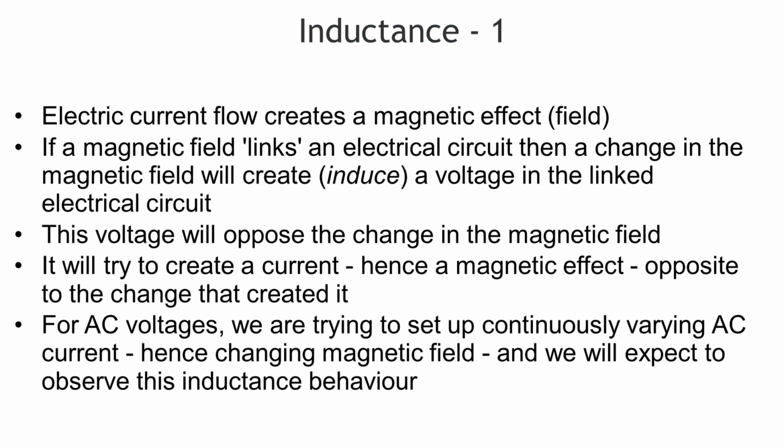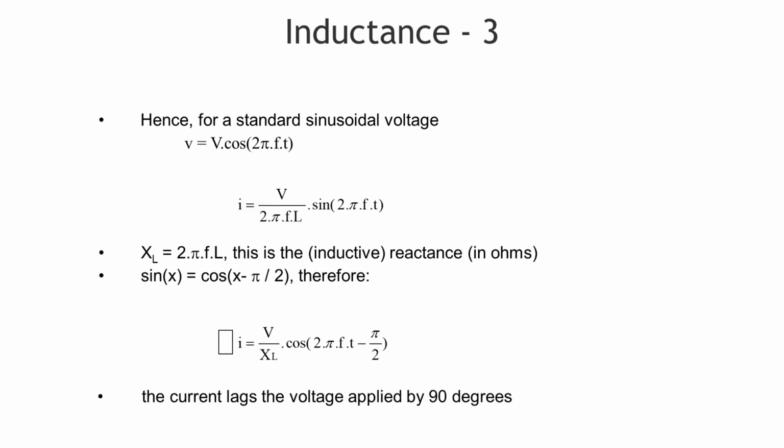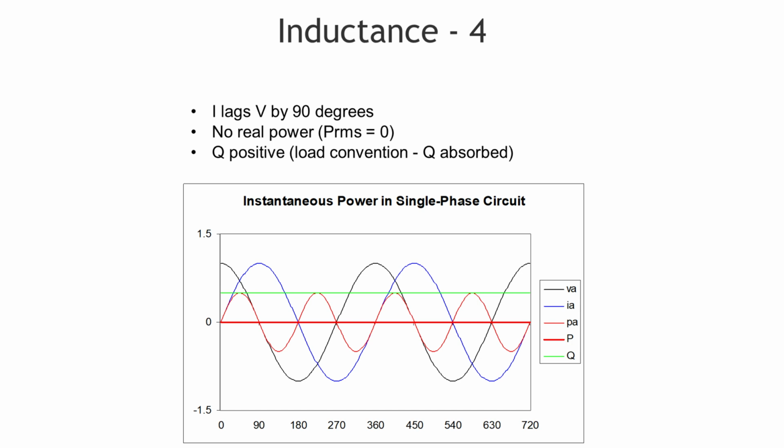When current flows, it creates a magnetic field. A changing magnetic field induces a voltage in the circuit, opposing the change. This is the principle of inductance. The circuit resists changes in current. The voltage across an inductor is proportional to the rate of change of current. For a sinusoidal voltage, the current lags the voltage by 90 degrees. Current lags voltage by 90 degrees. No real power is consumed. Q is positive, indicating power is absorbed by the inductor.